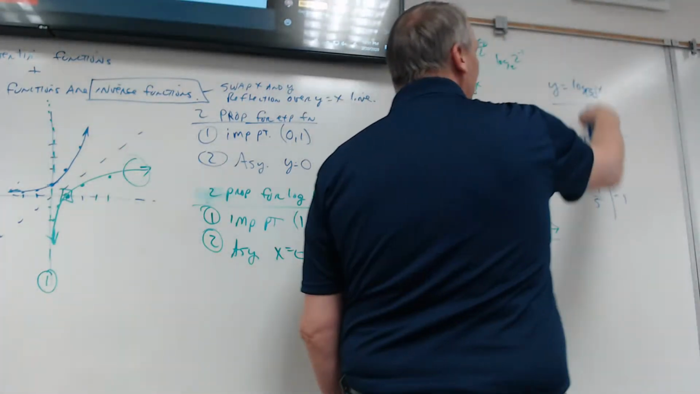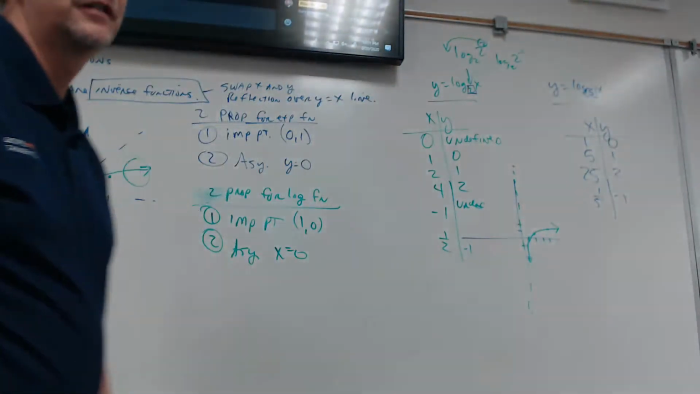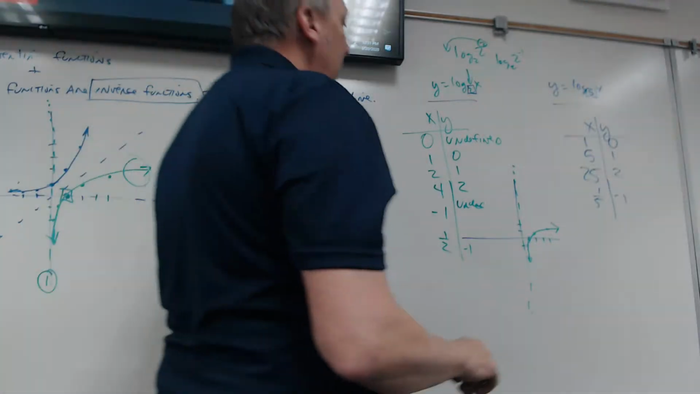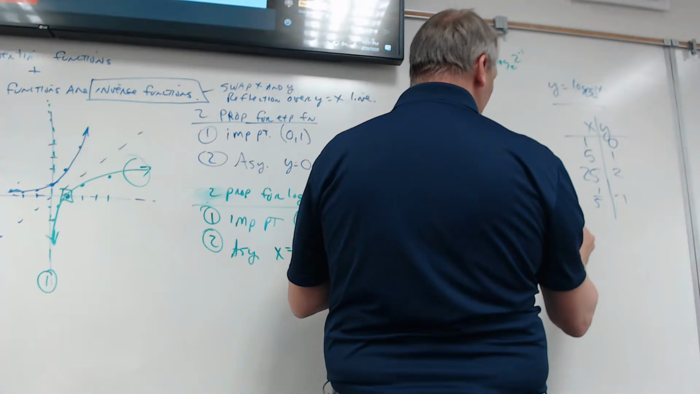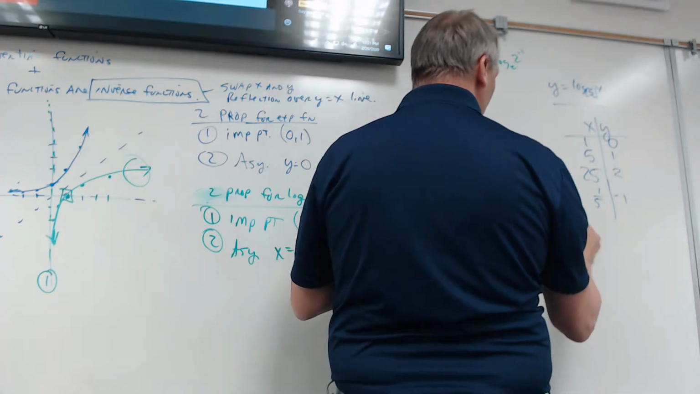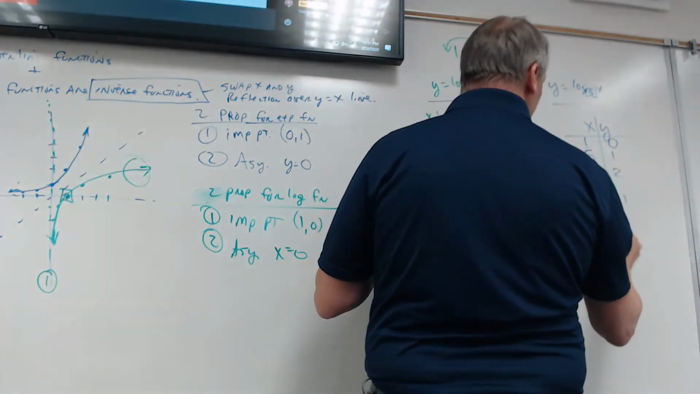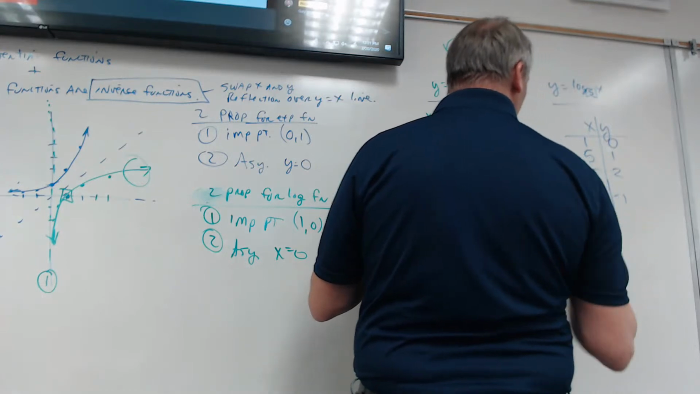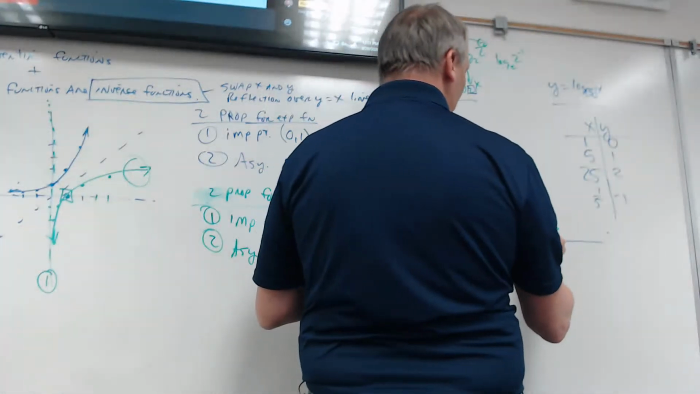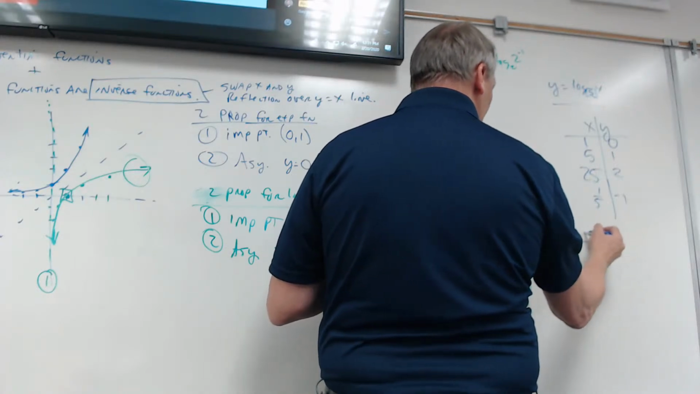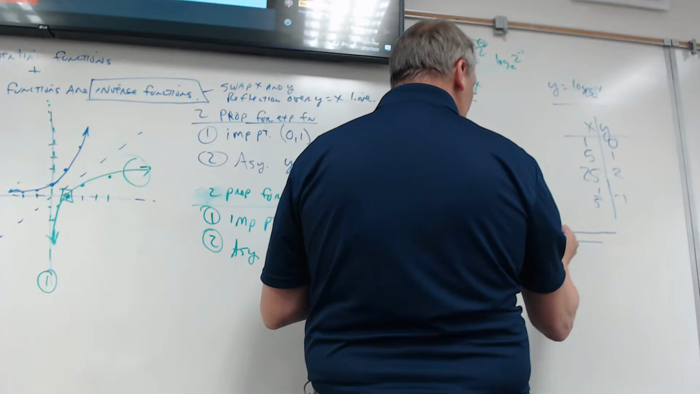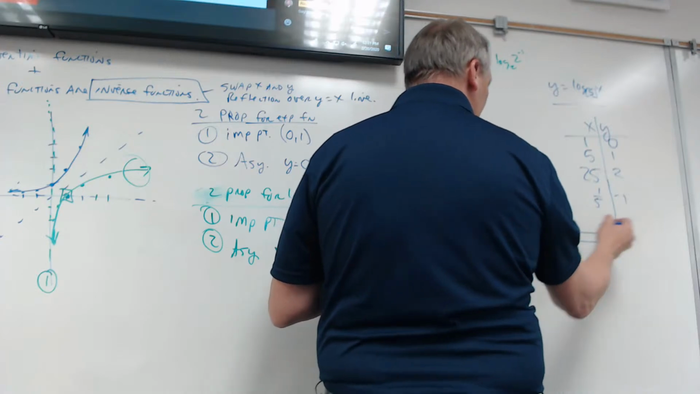So once again, take multiples of 5. It's still going to go through 1, 0. It's going to go through 5, 1. It's going to go through 25, 2, which is right here. It's going to go through 1/5 and -1. In this case, you can see it's a little bit steeper.